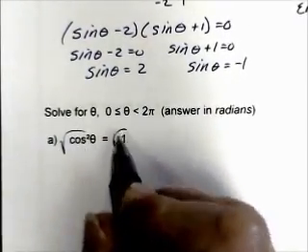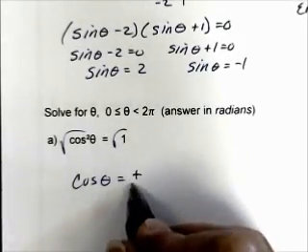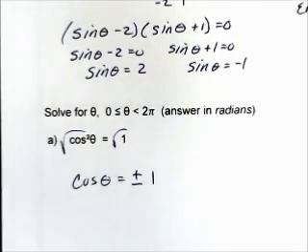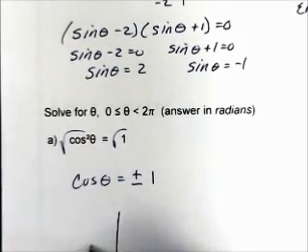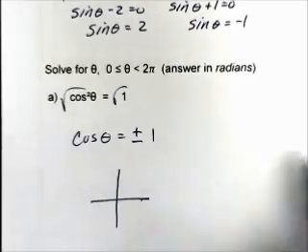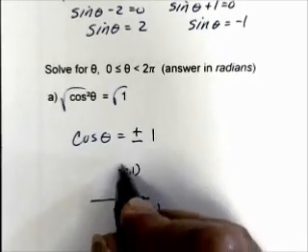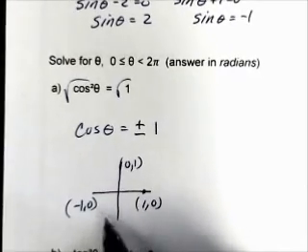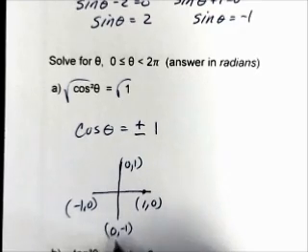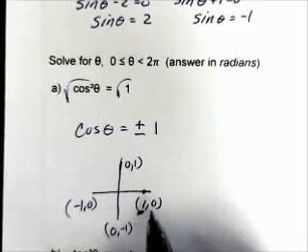If I square root both sides, we'll have cosine theta is equal to, don't forget, whenever we take a square root, plus or minus 1. Again, I'm getting positive and negative values of 1, so I'm thinking of the unit circle. Let's write it again: 1, 0, 0, 1, negative 1, 0, and 0, negative 1. The cosine value is the x-coordinate, so here and here.